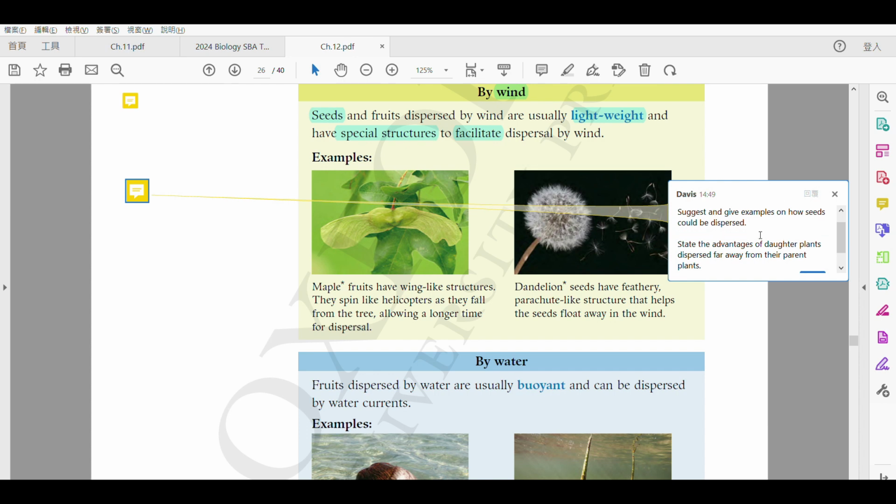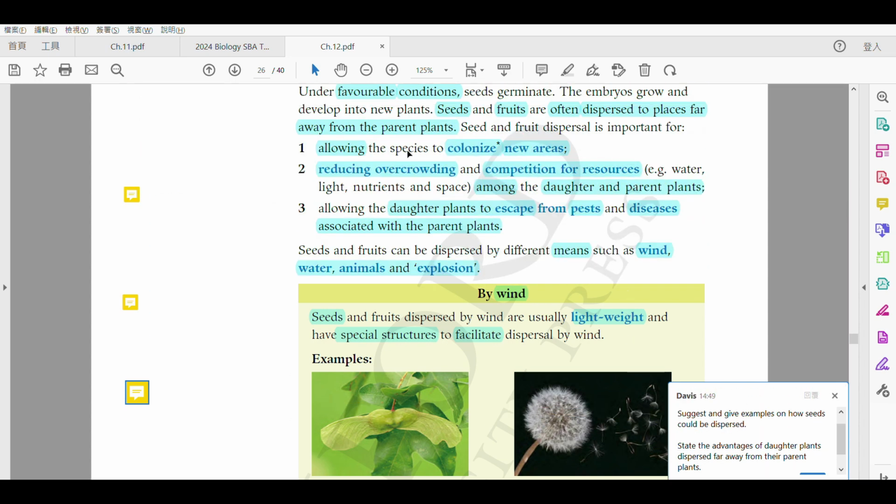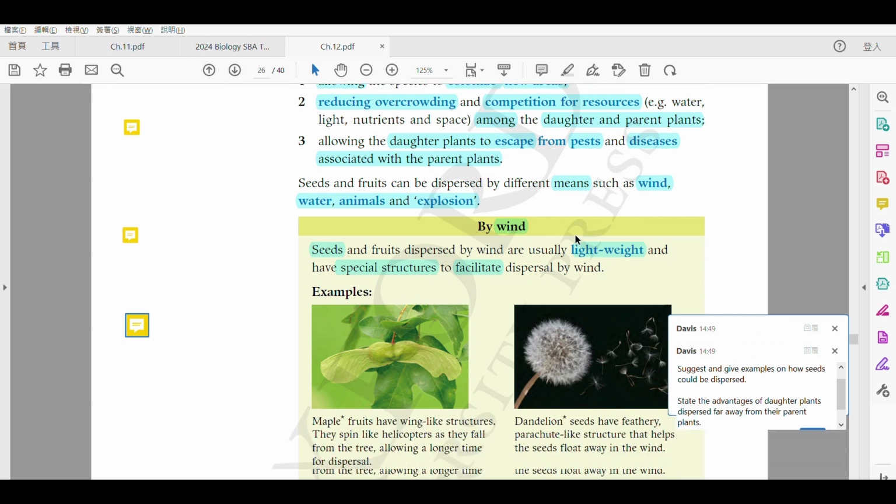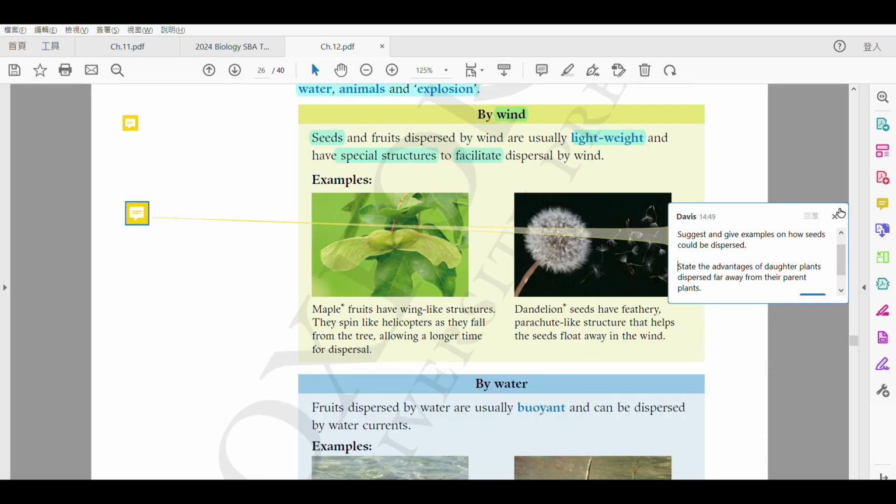簡單嚟講，so there are 2 questions. 第一樣嘢就會係 suggest 同 give example 啦。Yeah, so the example is better if you can remember it. Okay? 咁就例如 how are they dispersed? 佢點樣能夠 disperse 啦？然後 which we're going to talk about. Okay? And then the next part is the advantages of your daughter cells dispersed far away from your parents' plants. 當然啦，就會係 the above 呢一個位置啦。Alright? Okay, if there is no question, let's move on.